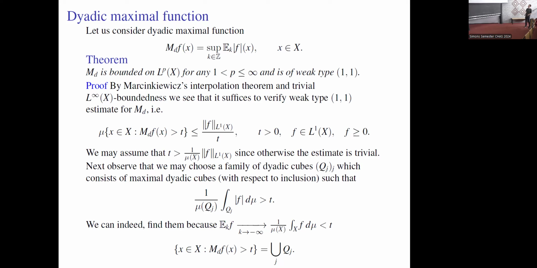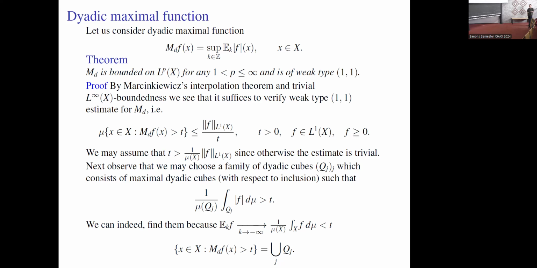Well, I need to prove this result because later on I will need the Calderon-Zygmund decomposition, which naturally comes from the proof of the weak type 1. So here we have two possibilities. The first one is that t is smaller than this average. Then we get this estimate for free, because the left hand side can be estimated by the measure of X, and this is smaller than the L1 norm divided by t. This is easy, so we may assume that the opposite situation happens.